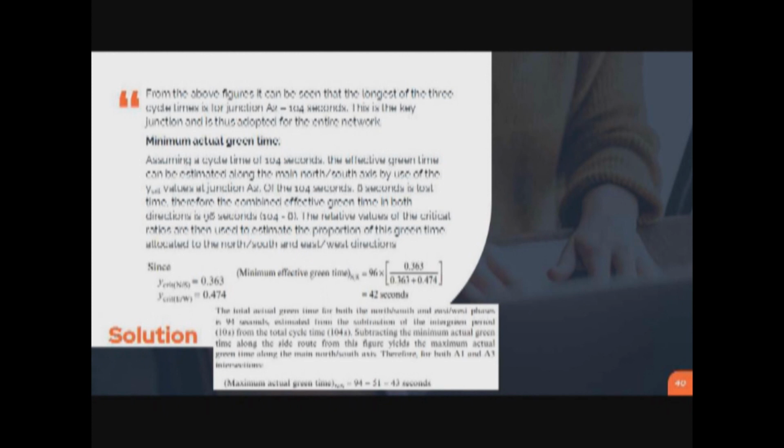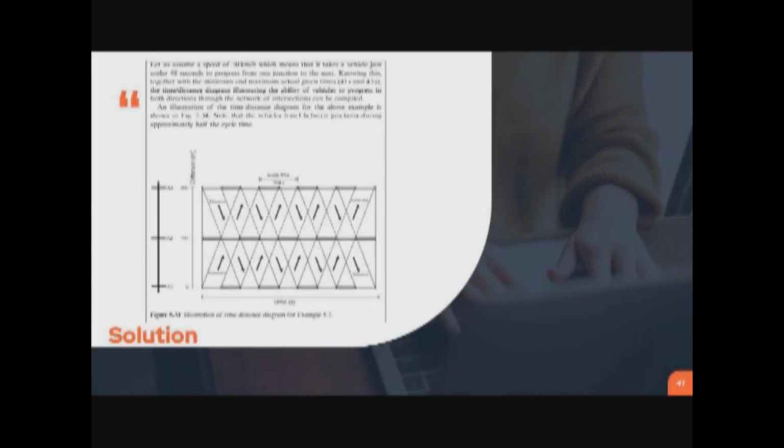The total actual green time for both the north-south and east-west phases is 94 seconds, estimated by subtracting the intergreen period of 10 seconds from the total cycle time of 104 seconds. Subtracting the minimum actual green time along the side route from this figure yields the maximum actual green time along the main north or south axis. Therefore, for both A1 and A3 intersections, the maximum actual green time for north-south is 94 minus 51 seconds, which is 43 seconds.